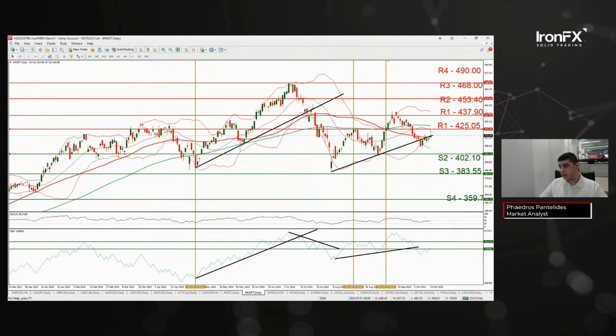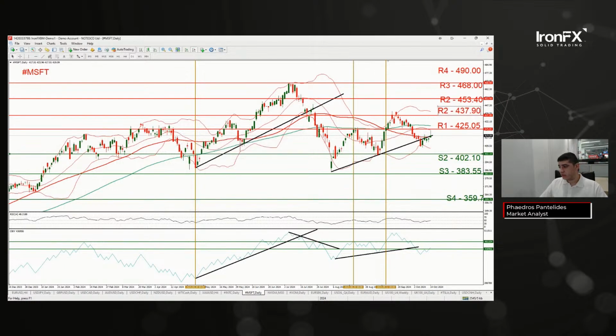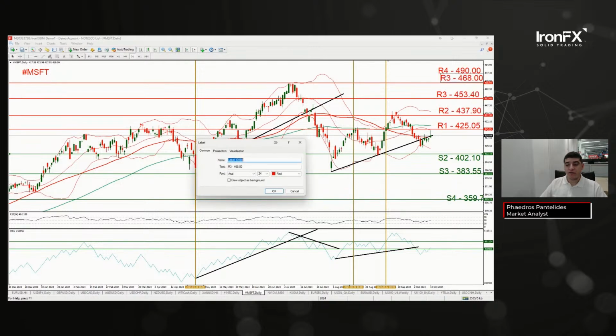This becomes red. I have R2, 437.90. And I'll add the text label here so that you can see what we're talking about. Ticker MSFT. So this is Microsoft that we are looking at. Should make it easier for you looking at your screens. And this becomes R3. And 468 becomes R4.